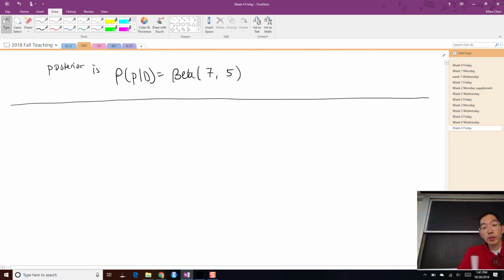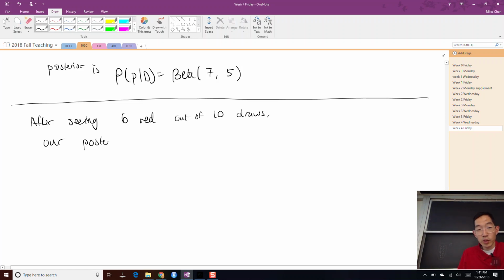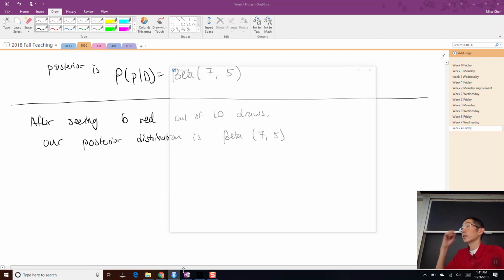So our posterior distribution, after seeing 6 red out of 10 draws, is beta 7, 5. Let's just take a look at what beta 7, 5 looks like.